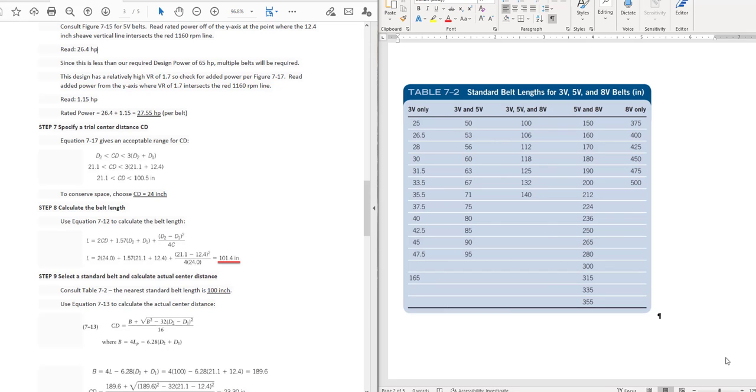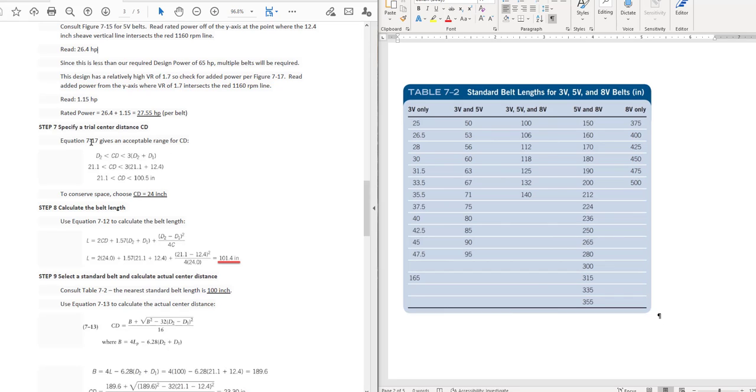Hello, we're going to continue our V-belt drive design problem with step 7. Step 7 is to specify a trial center distance. The reason I say trial is that this is just based on the geometry of the sheaves. By the time we select this center distance, it's going to get us close, but we're going to have to find out what the belt length is, and we're going to have to calculate a standard belt. So step 7 just really gets us close.